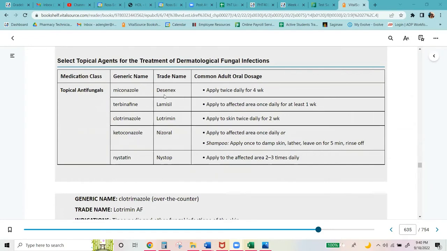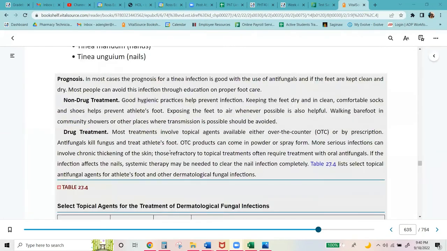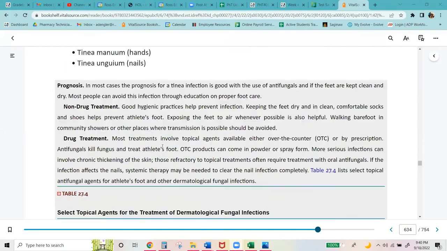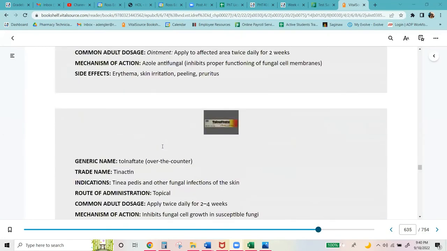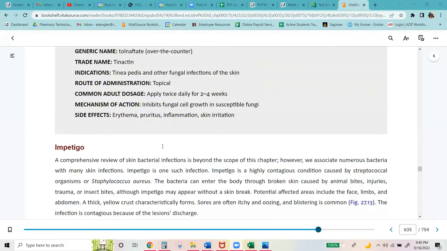Desenex over the counter, Lamisil over the counter, Lotrimin over the counter, but insurance does sometimes pay for the generic. Nizoral, that is prescription only, and Nystop is prescription only. The Nizoral has a shampoo, so you can assume that that's given for infections of the head. And here's just some more information on these over-the-counter products.